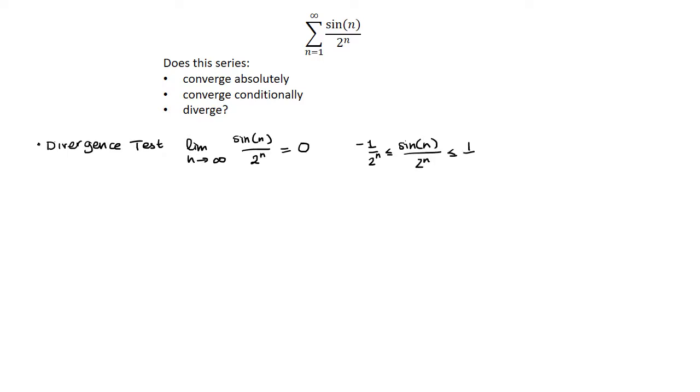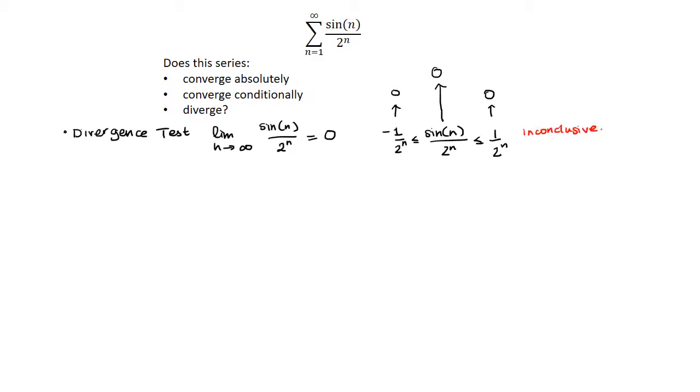We can think of this as coming from the squeeze theorem, if you would like. So -1 over 2 to the n is less than or equal to sine of n over 2 to the n, and that's less than or equal to 1 over 2 to the n. As n goes to infinity, this heads to 0, this heads to 0. So squeezed in between, we have sine of n over 2 to the n. So the divergence test doesn't tell us anything.